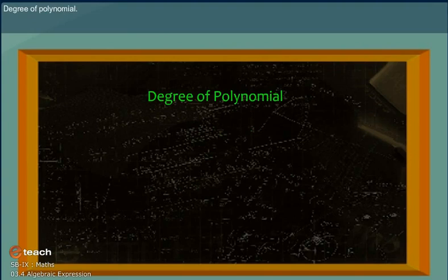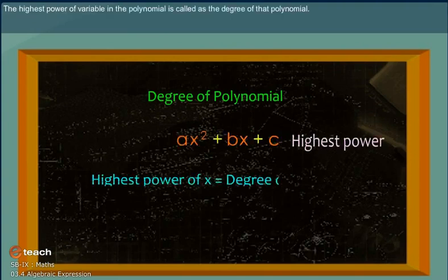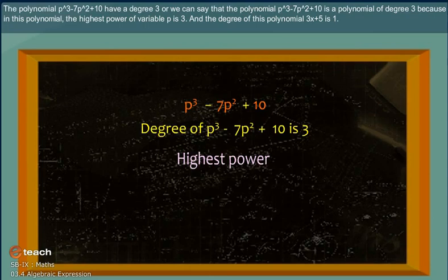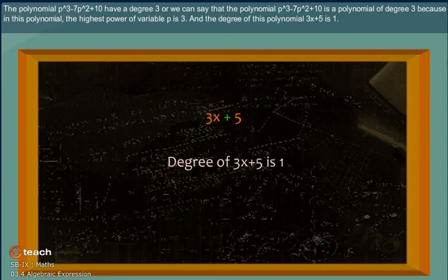Now, degree of a polynomial. The highest power of the variable in the polynomial is called the degree of that polynomial. The polynomial p cubed minus 7p squared plus 10 has degree 3, or we can say it is a polynomial of degree 3, because in this polynomial the highest power of variable p is 3. And the degree of the polynomial 3x plus 5 is 1.